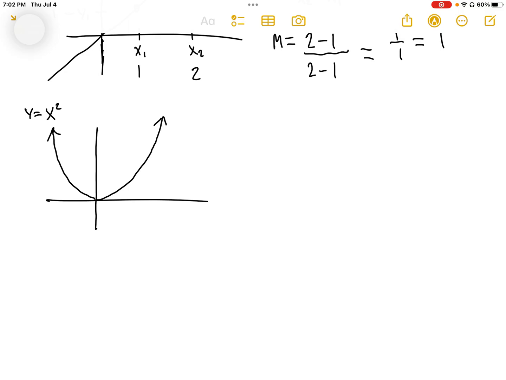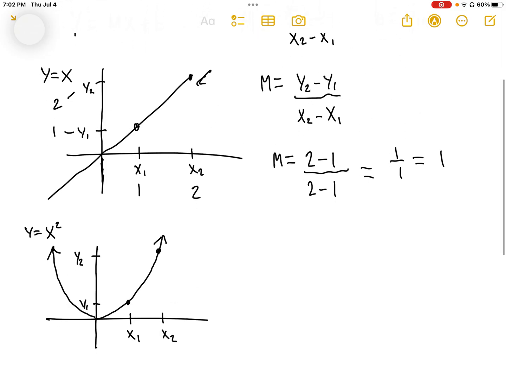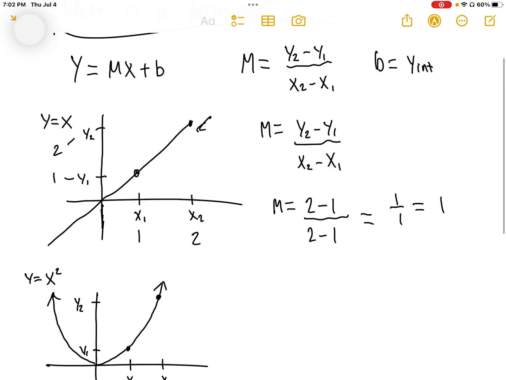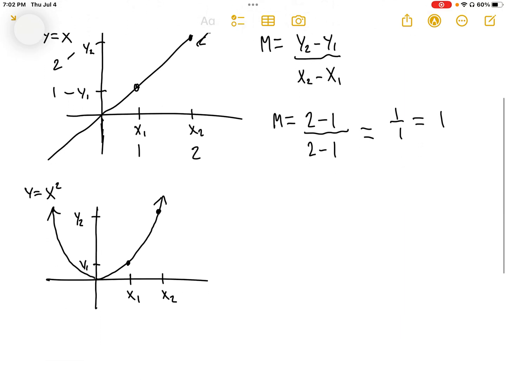where any point that we choose for x, let's say we have x1 and x2, we would have points here and here, and then this would be y1, this would be y2. And so how would we find the slope of this function? Well, you'd think you could just do the same thing, right?